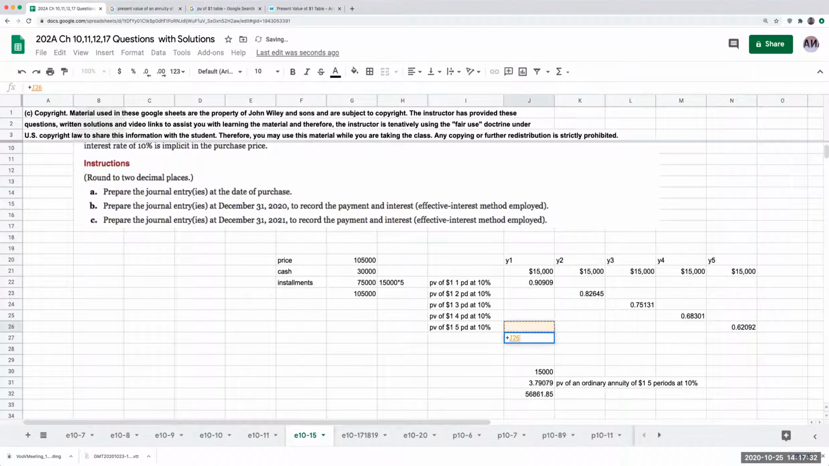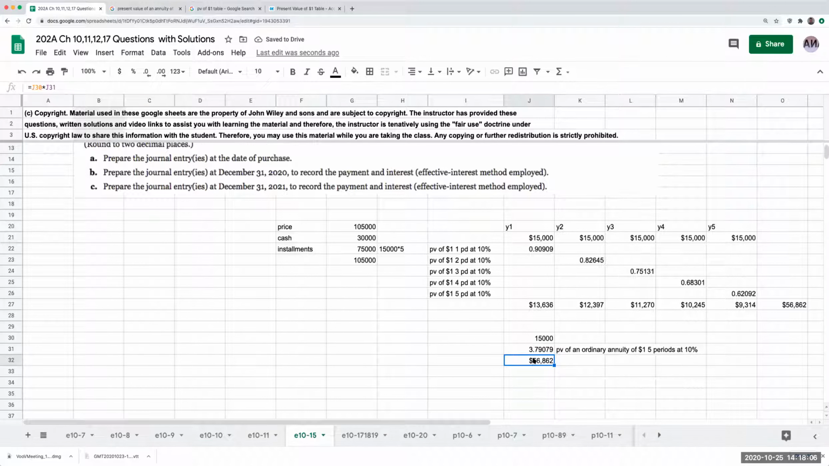When I multiply each of these payments by its present value factor, what I then do is total all these up. And when I total these up, I get 56,862. Magically, and this is the huge payoff, right? I didn't turn myself into a pickle. Right over here, you get the same value.